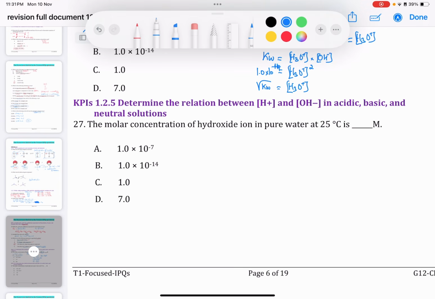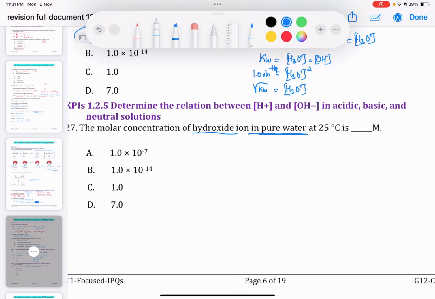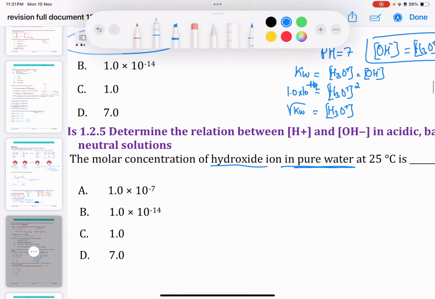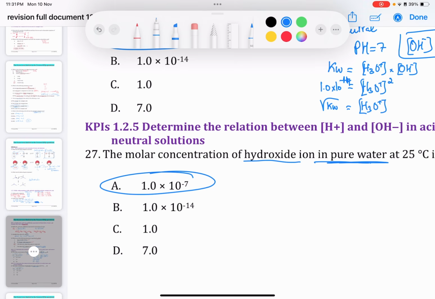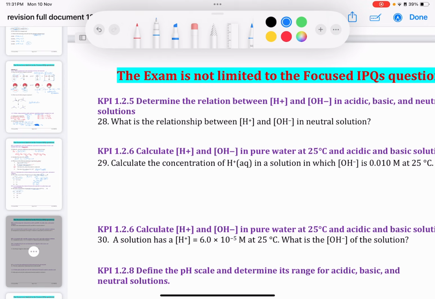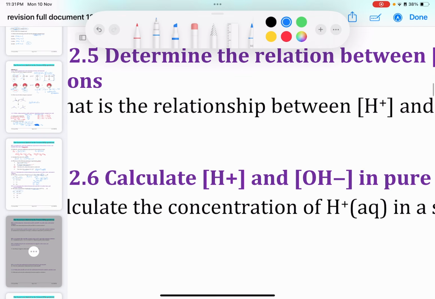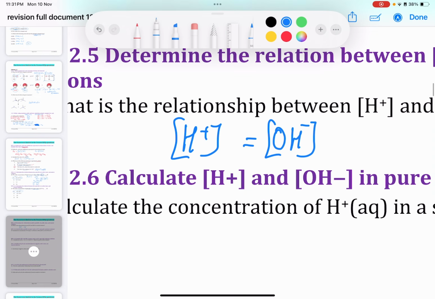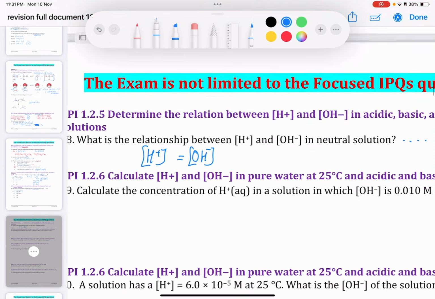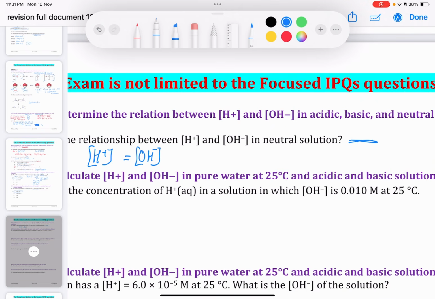The molar concentration again of hydroxide ion in pure water, since I mentioned here that they are equal, so OH minus also is 1.0 times 10 to the power negative 7. Moving on, what is the relationship between H plus and OH minus in a neutral solution? As long as they don't mention in the question the temperature, only say that in neutral solutions, H plus and OH minus are equal. Do not mention they are equal to 1.0 times 10 to the power negative 7 because they did not tell you at 25 degrees Celsius.